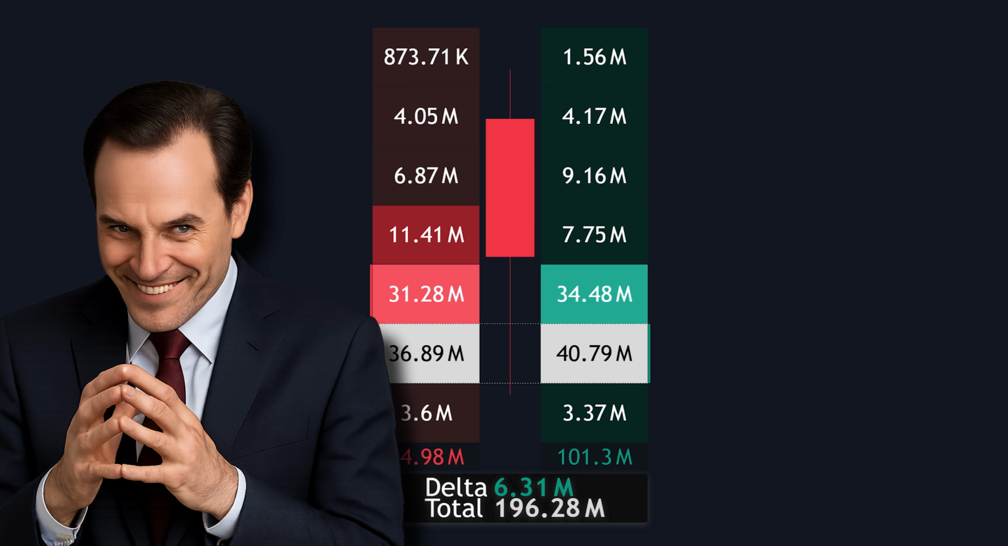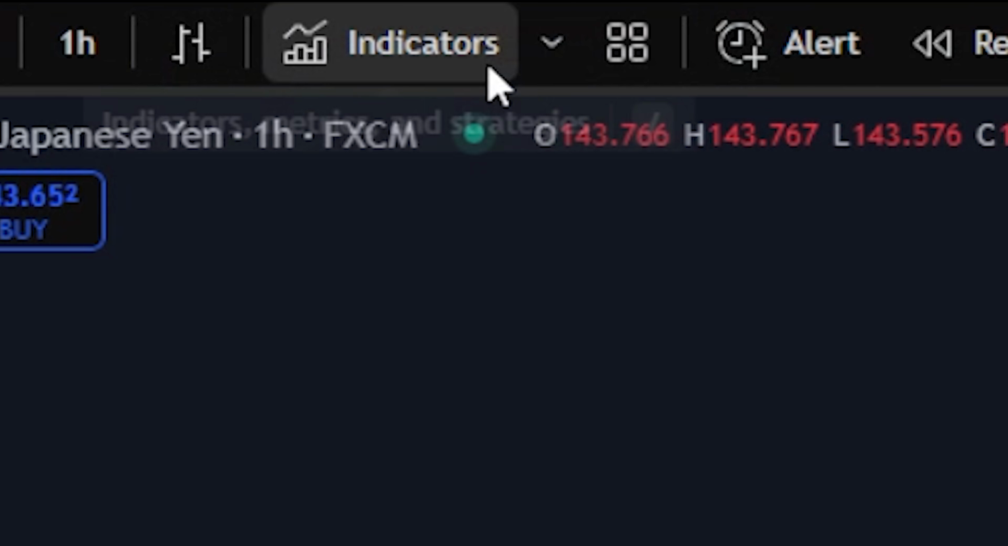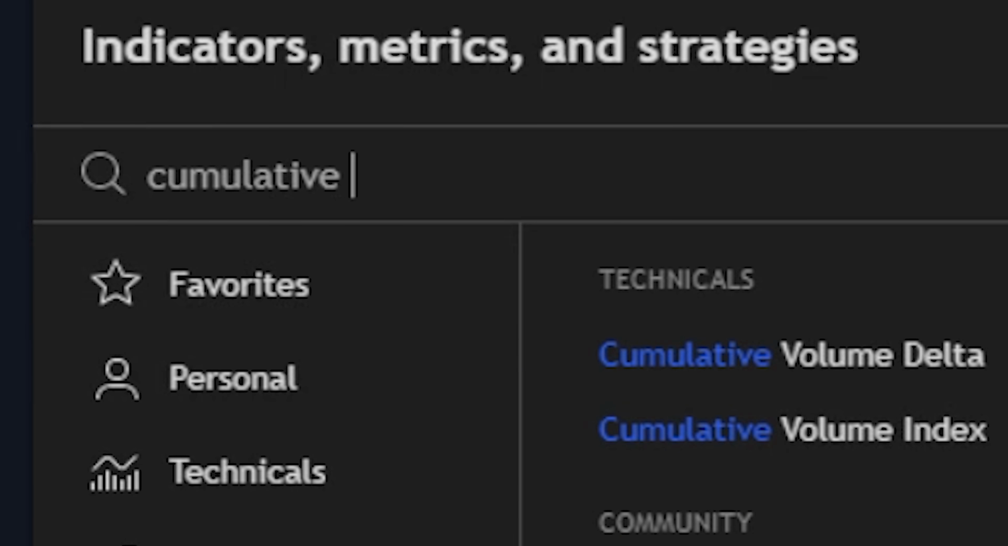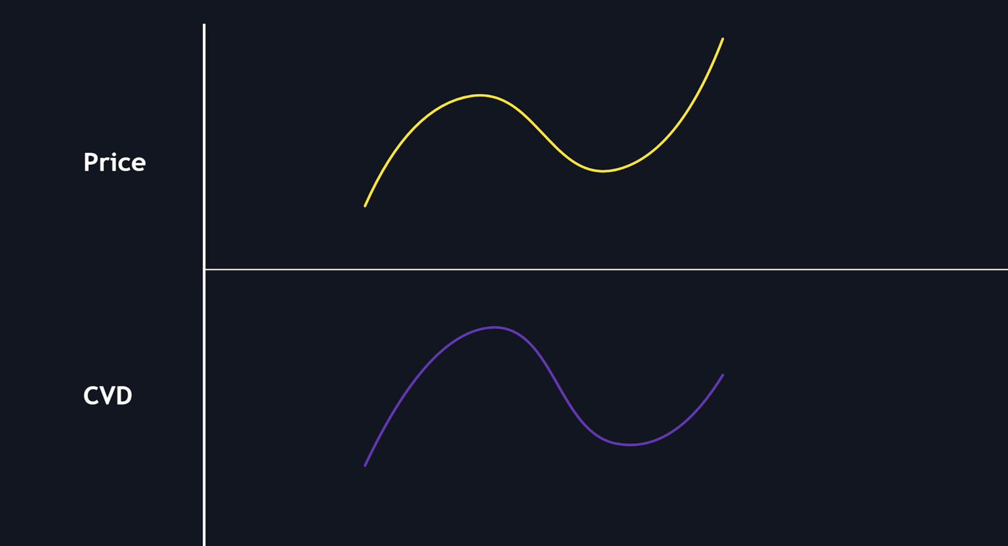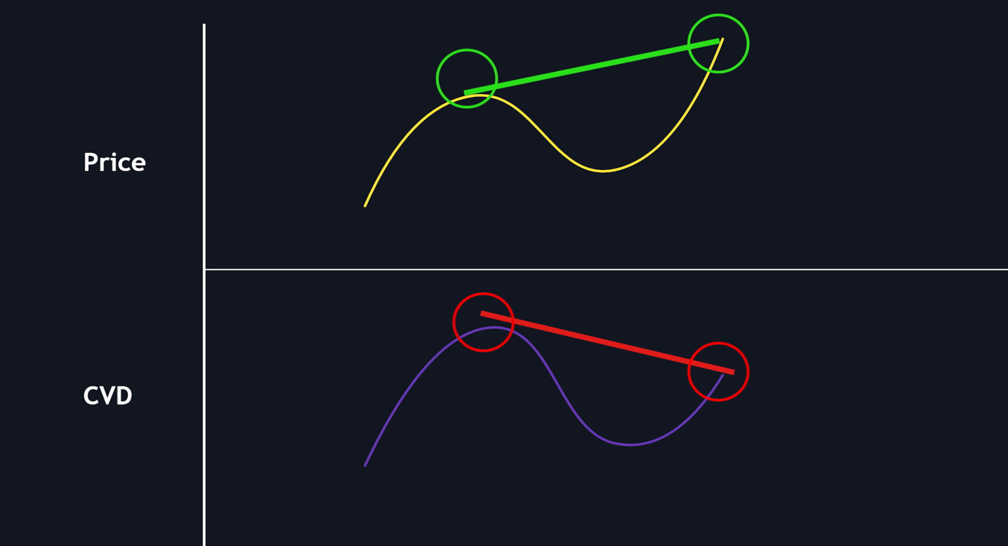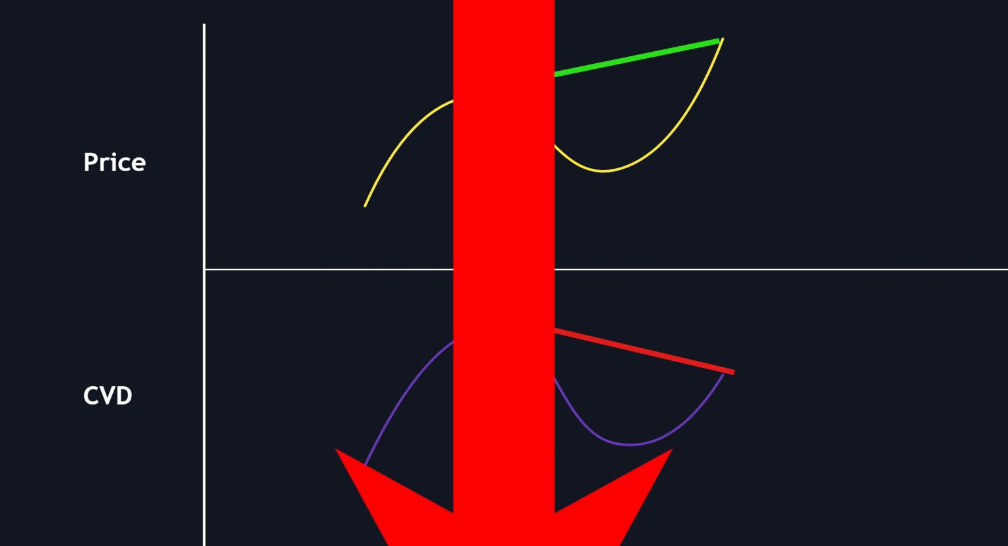And to take advantage of the scenario, we're gonna use a little tool called the CVD, which is the cumulative volume delta. To do this, go to your indicators tab and search cumulative volume delta. Click this one right here. So to break it down, if price is making higher highs, but the CVD is making lower lows, this means even though price is going higher, the delta is going lower, which means buyers are getting exhausted and price is likely to fade out and head lower.